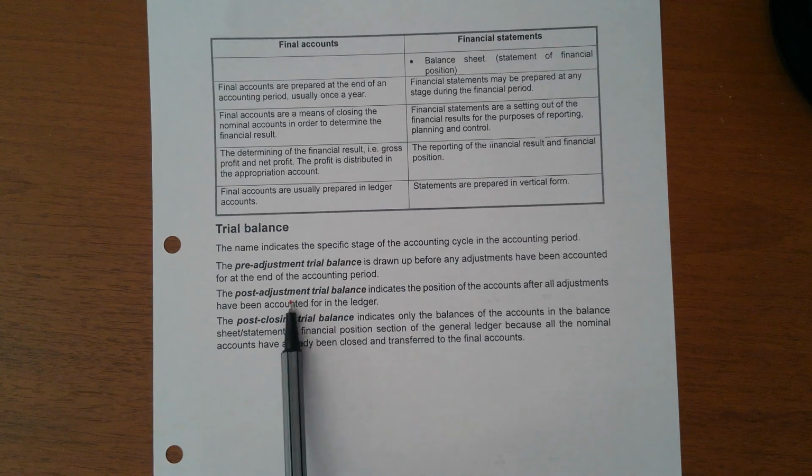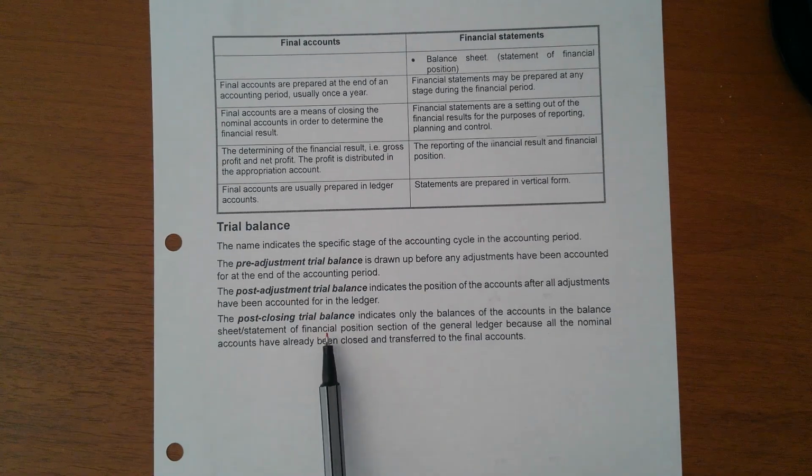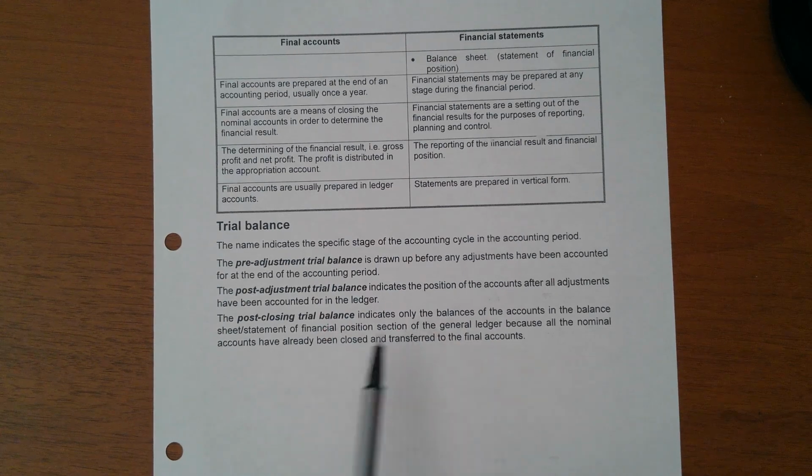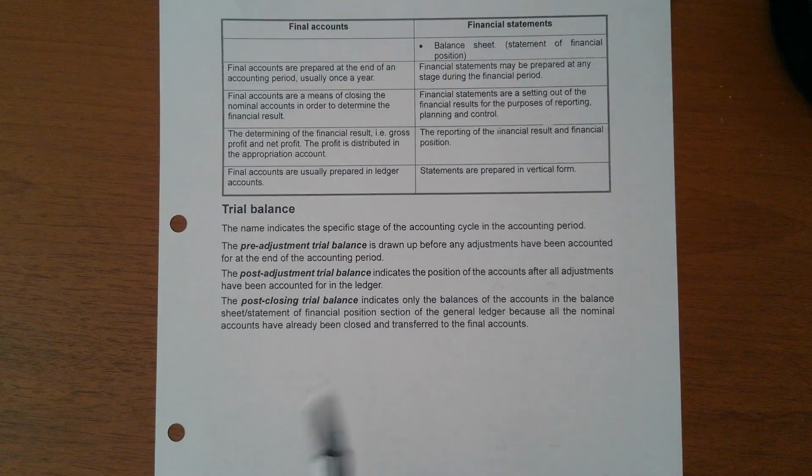The post-closing trial balance is after they closed all the nominal accounts to the profit and loss account. So it means the only accounts left in this trial balance are your capital and retained income, that's your equity accounts, all your asset accounts and your liability accounts. There will be no income and no expenses in this post-closing trial balance.